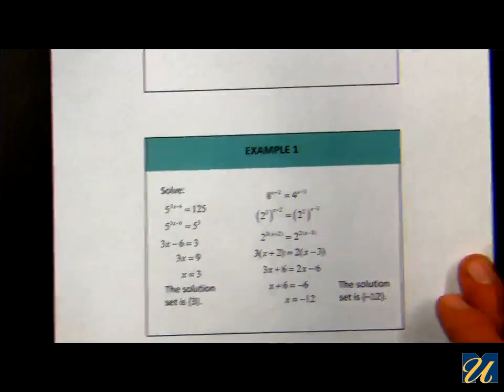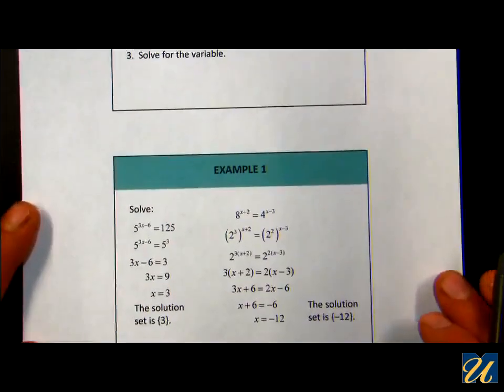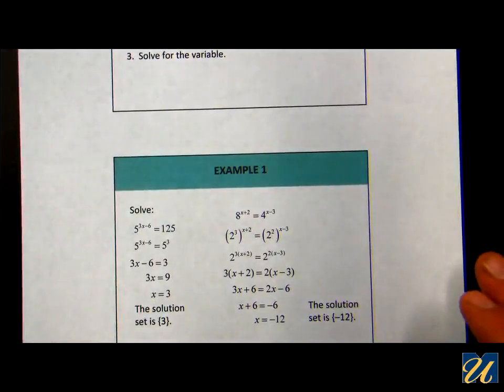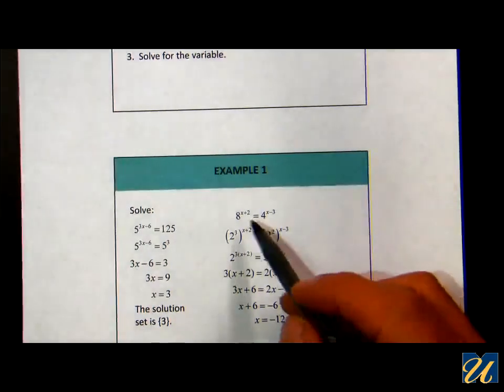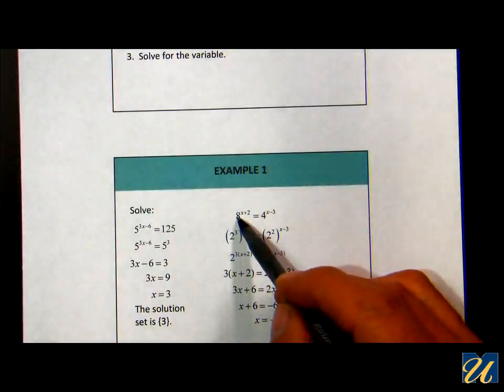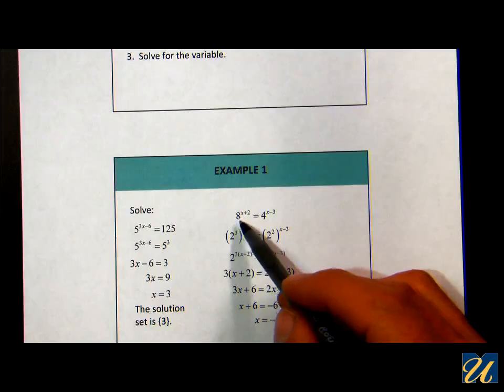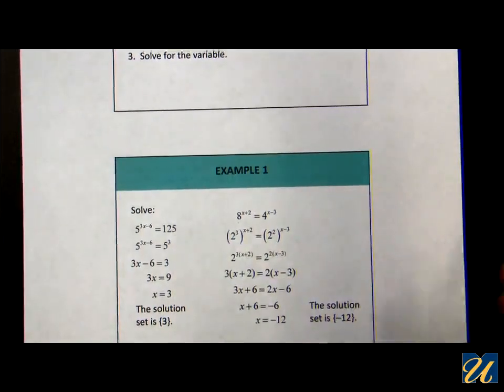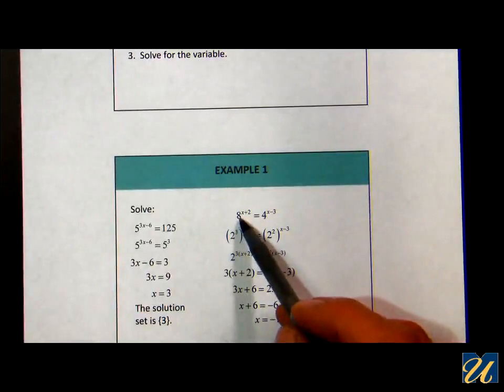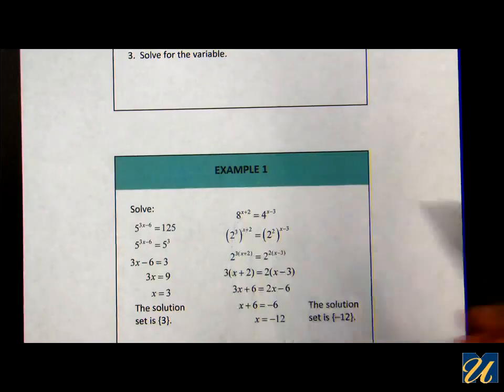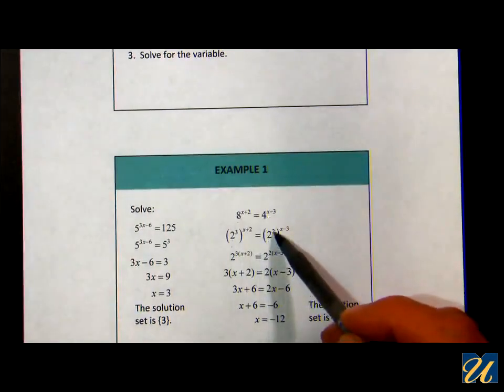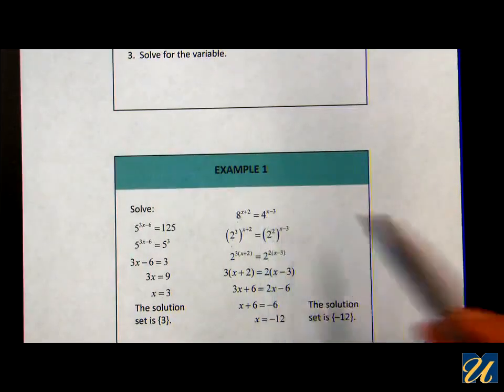We have another example over here where we have 8 to the power x plus 2 equals 4 to the power x minus 3. Now, 8 is not 4 to a power, and 4 is not 8 to a power. So it's not so easy as this one over here. But 8 can be written with a base of 2. In other words, 2 raised to the third power is the same thing as 8. So this is identical to what we have written here, except we write 2 to the third power instead of 8. 4 is 2 squared. So this reads exactly the same as what we have right here.